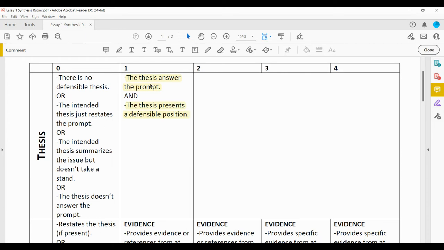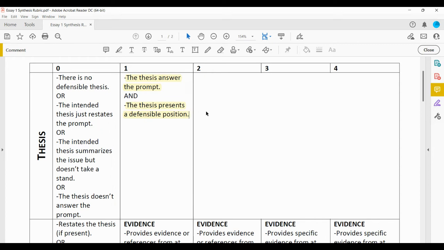Now, there is a wide range of what would be considered acceptable in answer to that question: should we get rid of student loan debt? You can agree, you can disagree. You could say yes, but you could say no, here's an alternative. All of those would be acceptable. There is not one secret answer that the graders are looking for, but you still need to answer the prompt.